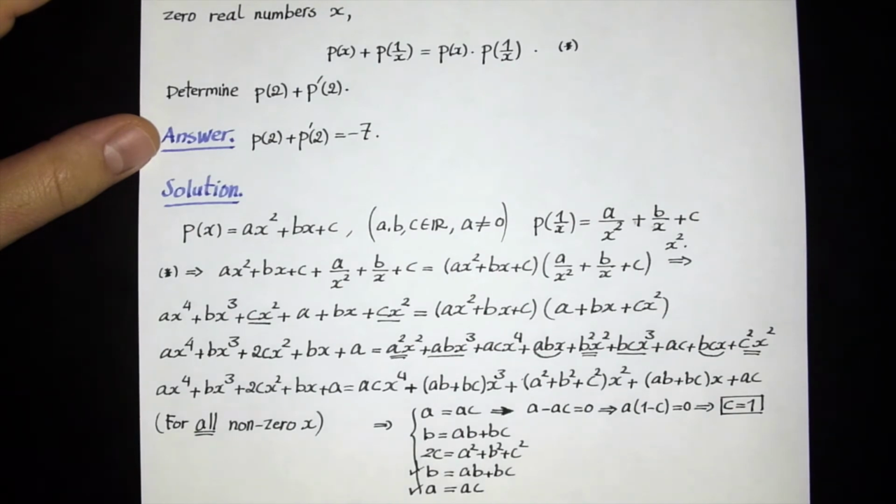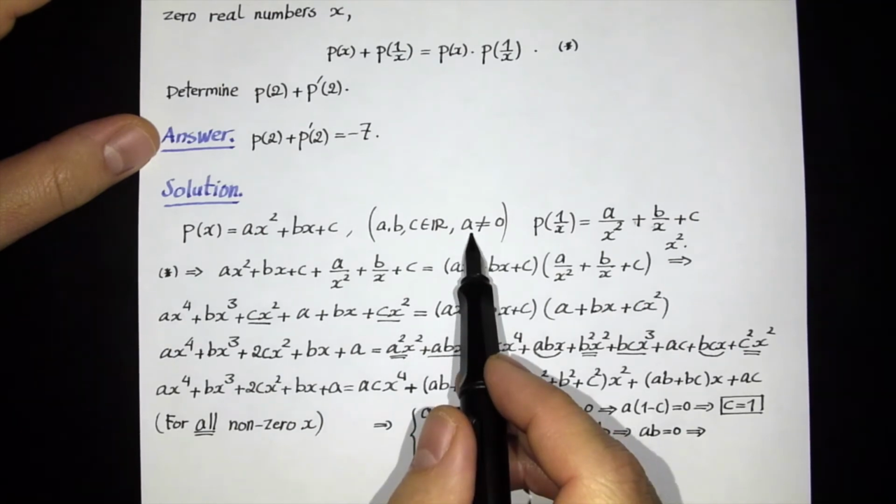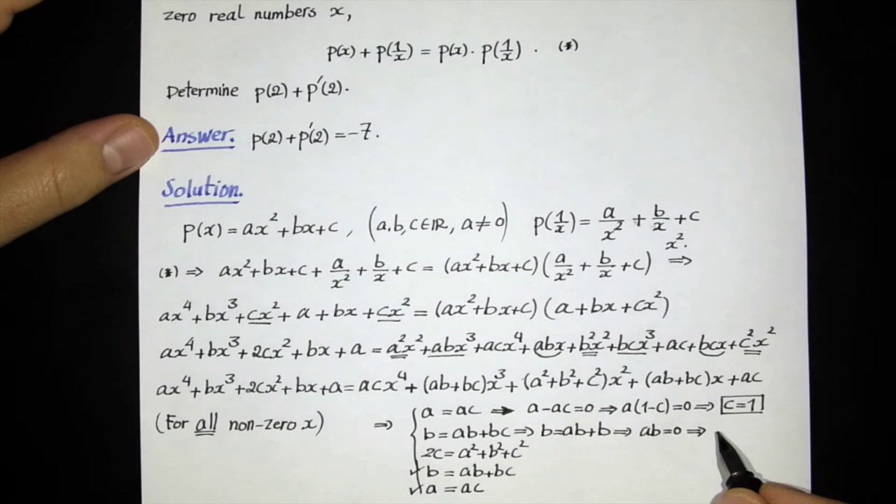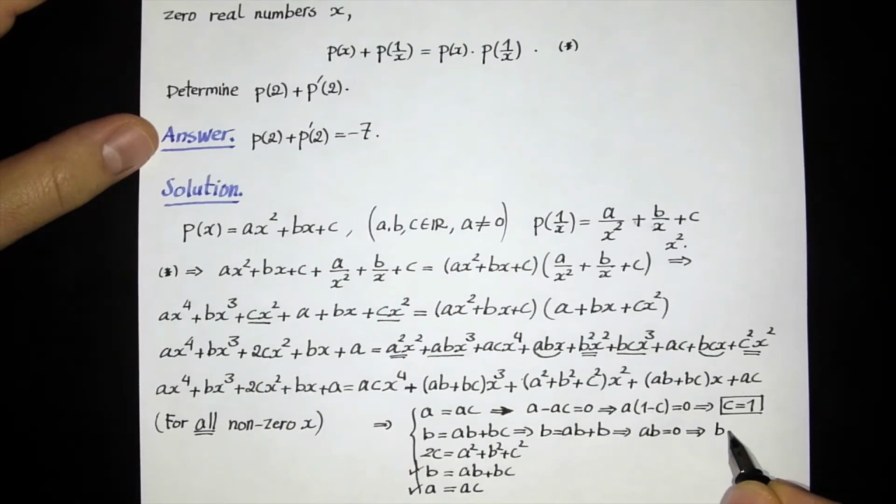Okay. Now, if we know that c is equal to 1, instead of this c I put 1. This means b is equal to ab plus b. But then I move this b to the left, it becomes minus b, so these b's will be cancelled. It means that ab is equal to 0. Again, the product of two numbers is equal to 0, and I know that the first one cannot be equal to 0, so this will imply that the second one has to be equal to 0.